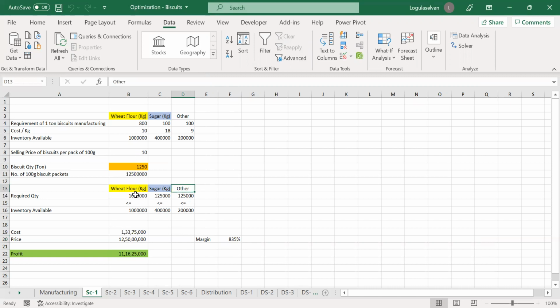So here, by seeing this itself, we can understand that wheat flour is our major constraint, because the other consumed ingredients are very far lesser than the inventory level. So in case the constraint of inventory of wheat flour is doubled, since we have already built the model, you need not take much time.